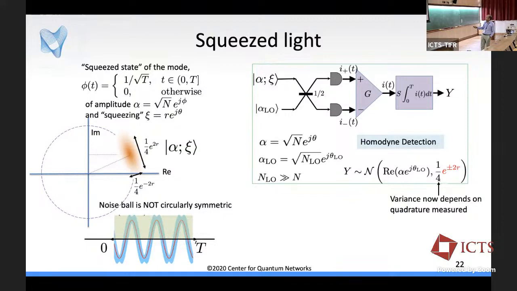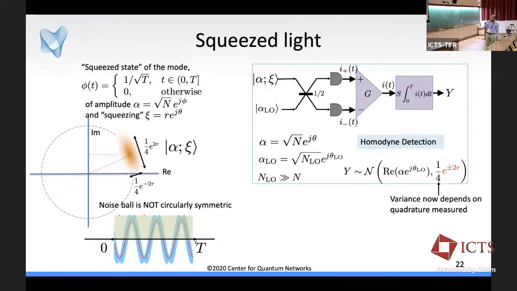Your output is still a Gaussian distribution with the mean equal to the center, that complex number alpha, but your variance sweeps anywhere between 1/4 times e to the minus 2r and 1/4 times e to the 2r, where r is often termed the squeezing parameter. This xi is the complex squeezing parameter, whose magnitude is the amount of squeezing, and its phase is the direction of squeezing. If I take this ellipse and turn it like that, that changes theta. So now I have two complex numbers: alpha, the center of the ball, and xi, which tells you how much to squeeze and in which direction. That's a squeezed state.